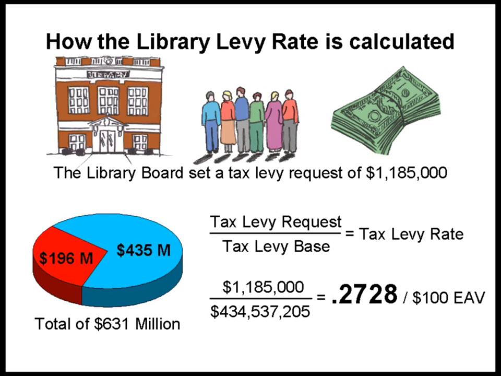Taking the library board's levy request of $1,185,000 divided by the tax levy base of $434,537,205 yields a tax levy rate of 0.2728 per 100 equalized value.